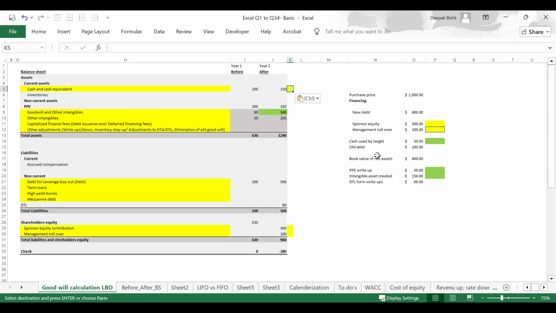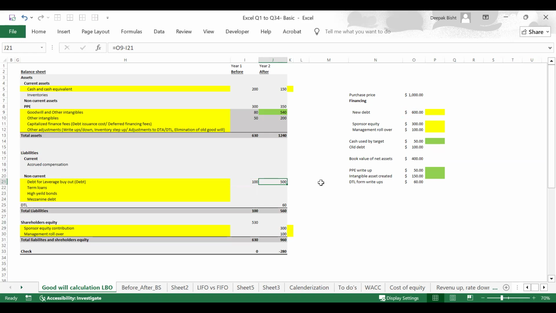After that, the cash was reduced by $50 to support our buyout, because now we own the company, we can use the cash. The old debt was $100 and the new debt was $600. I have subtracted the previous debt because we actually have to pay down the previous debt, and the new debt was $600. So I have subtracted the previous debt, and this has given me an amount of $500.